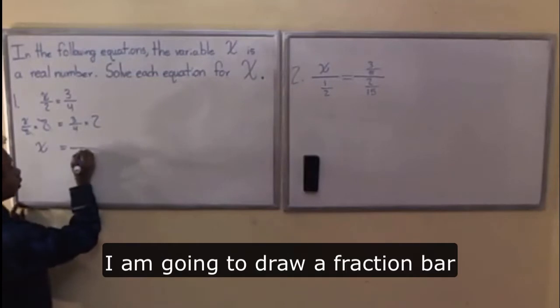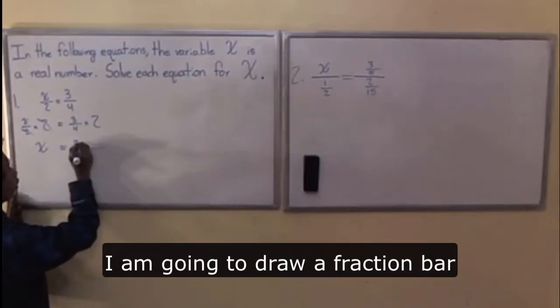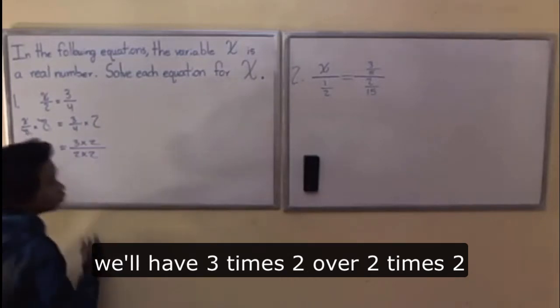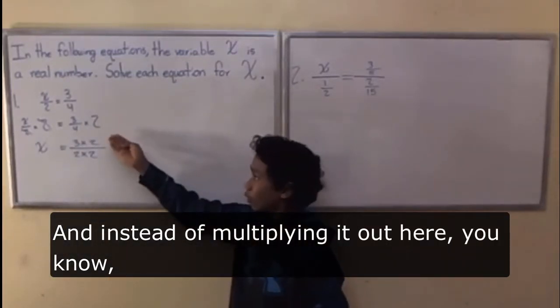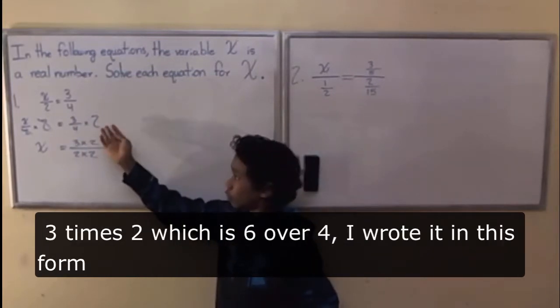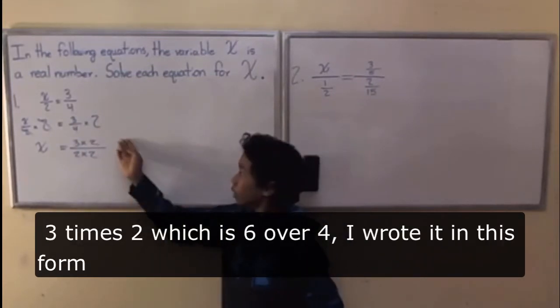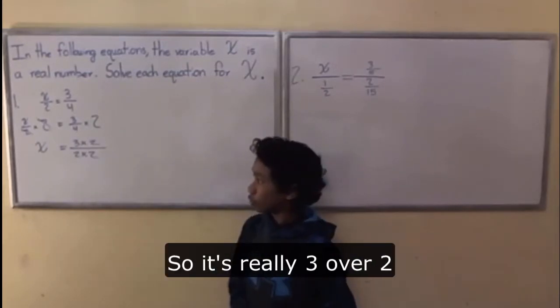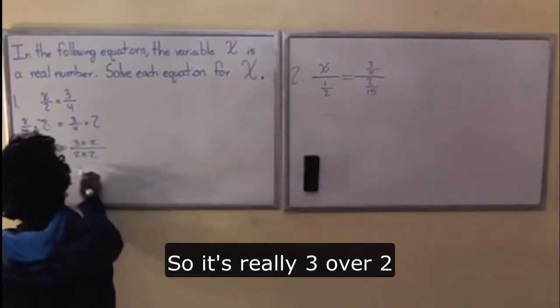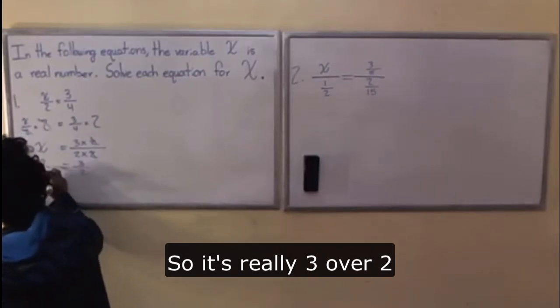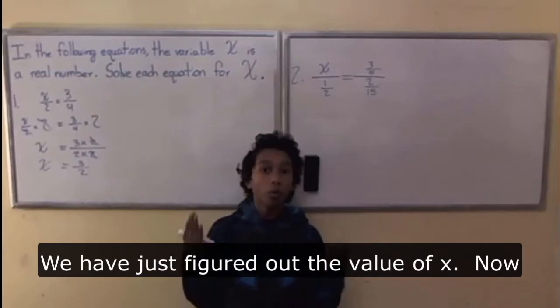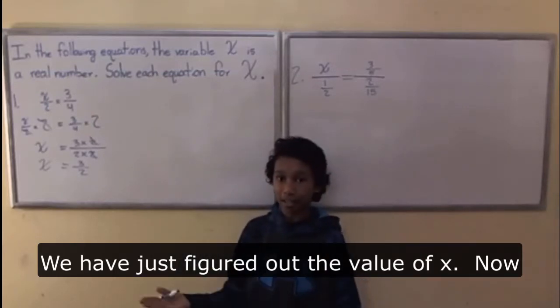And on this side, I'm going to draw a fraction bar. We'll have 3 times 2 over 2 times 2. And instead of multiplying it out here, 3 times 2, which is 6 over 4, I wrote it in this form so I can simplify it and cancel out these 2's. So it is really 3 over 2. So x equals 3 over 2. We have just figured out the value of x.